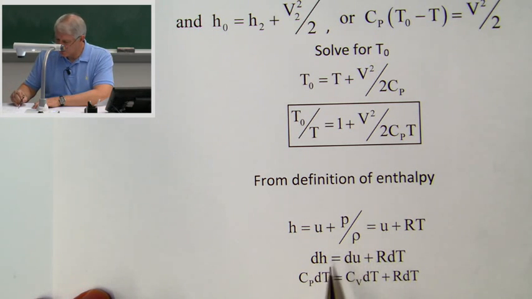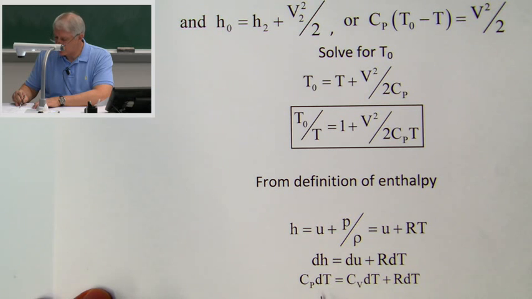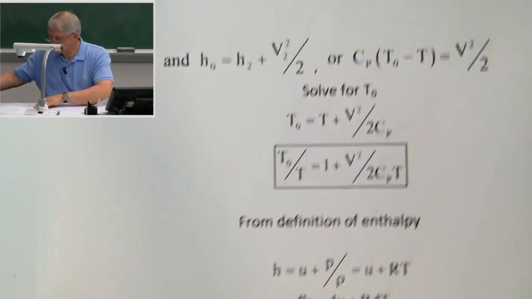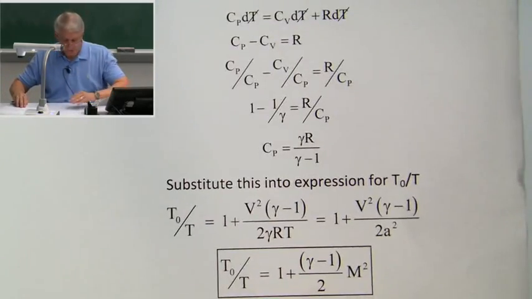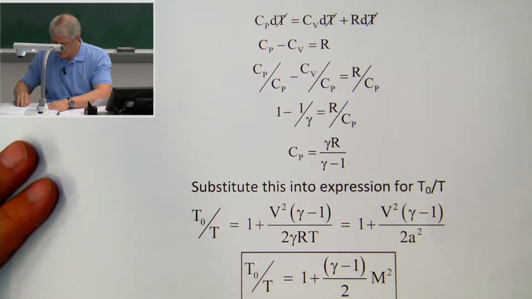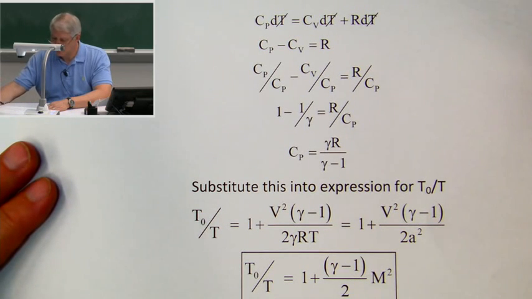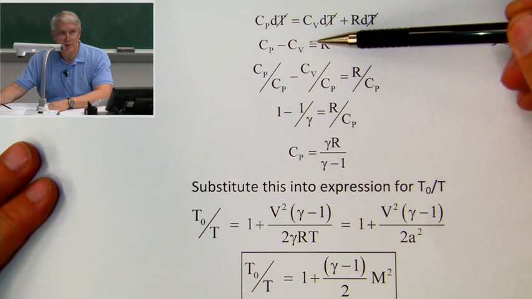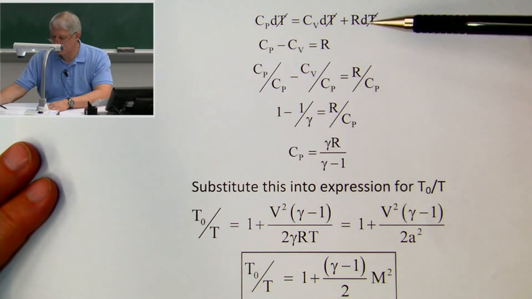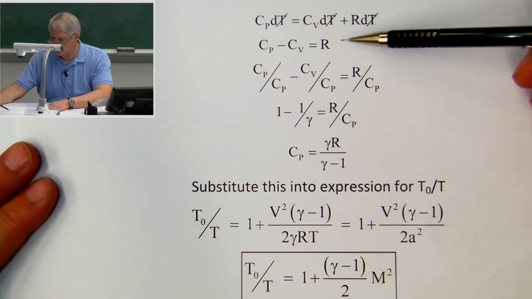So if we take the derivative, dH is equal to dU plus R dT. Write this in terms of our specific heats: Cp dT equals Cv dT plus R dT. I've just rewritten the equation here, but we can cancel out the dT's, and we're left with Cp minus Cv equals R. And you would have learned this back in thermo, but it doesn't hurt to review it.